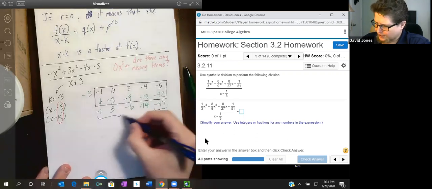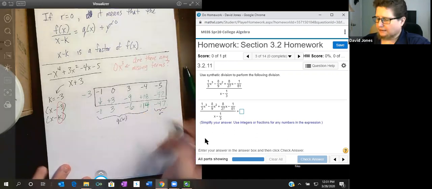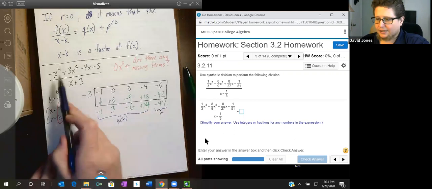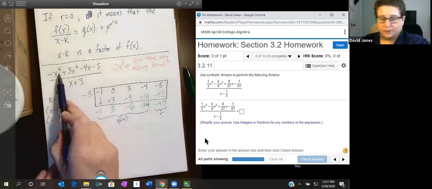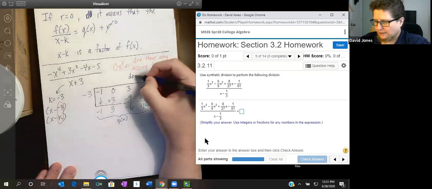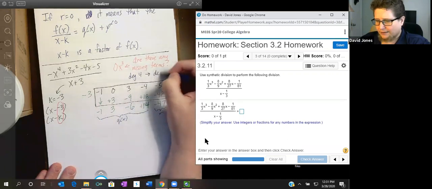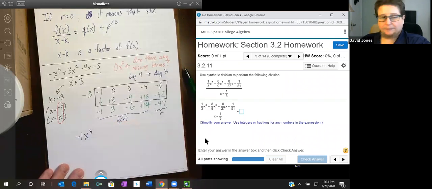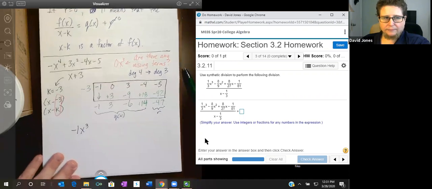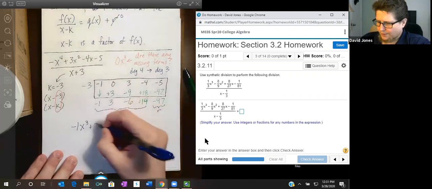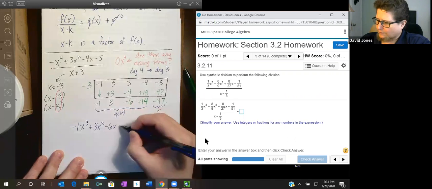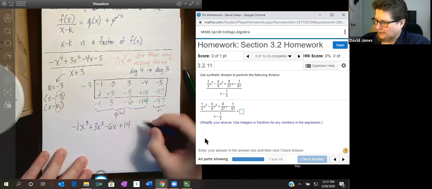These are the coefficients to q of x. And it's 1 degree lower. We had x to the 4th power. This was the degree of 4. And our solution will have a degree of 3, which means I'm going to have -1x cubed now. Plus 3x squared minus 6x plus 14 plus -47 over x plus 3.